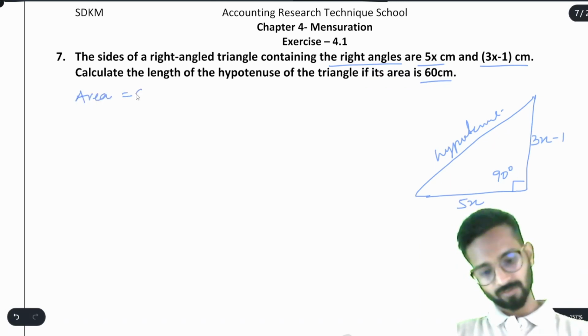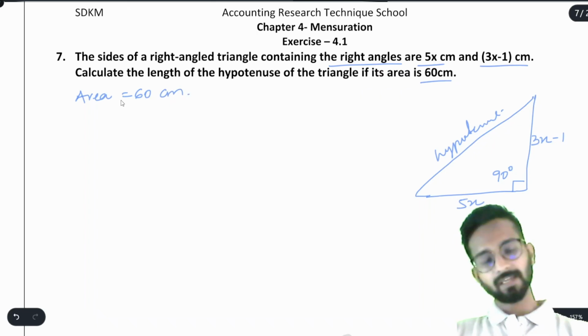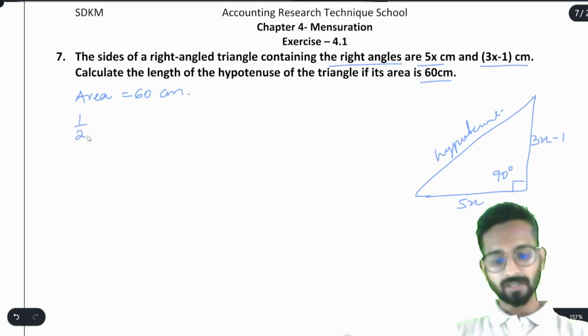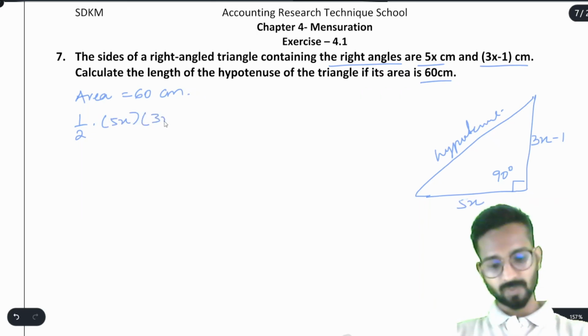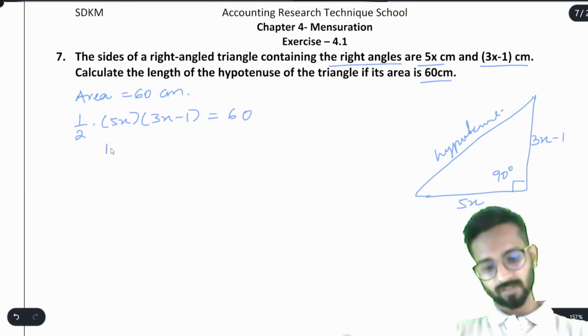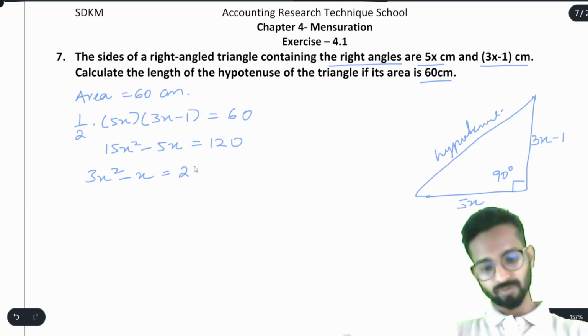Therefore area is equal to 60 centimeter, given. Area is half into base into height. Half into base is 5x, height is 3x minus 1, is equal to 60. So 5 3s are 15x square minus 5x. 2 will go that side, it will become 120. 5 common, 3x square minus x is equal to 24. So 3x square minus x minus 24 is equal to 0.